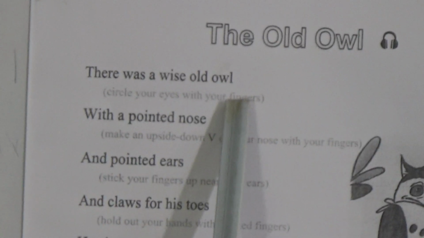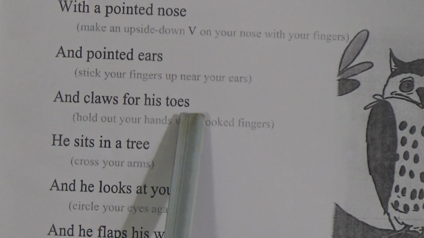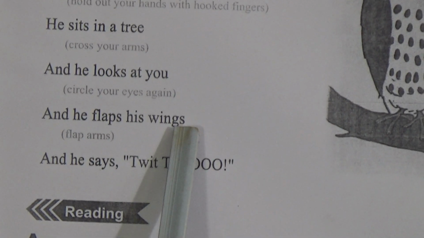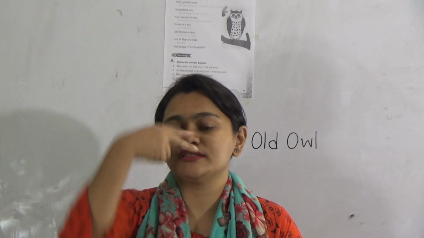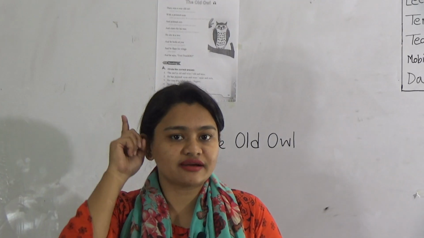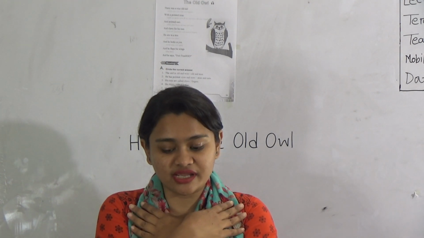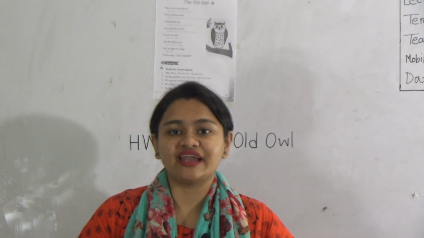The Old Owl. There was a wise old owl with a pointed nose and pointed ears and claws for his toes. He sits in a tree and he looks at you and he flaps his wings and he says too-whit too-whoo.